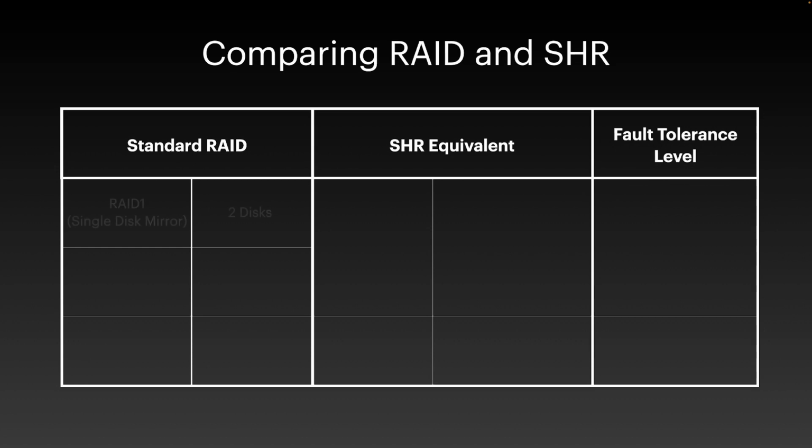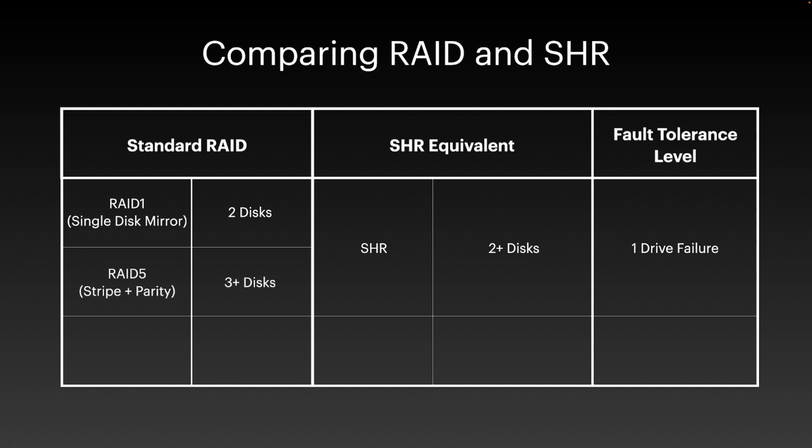RAID 1 provides a 1+1 mirroring, where, for each disk containing data, a second disk carries a copy of that data, ready to take over if a failure occurs. SHR provides an equivalent where all data has a copy stored on an additional disk to act as a mirror of that data. RAID 5 is based on data striping with parity using a minimum of 3 disks, where parity is spread over those disks, providing N+1 fault tolerance and allowing the failure of any one of these drives.